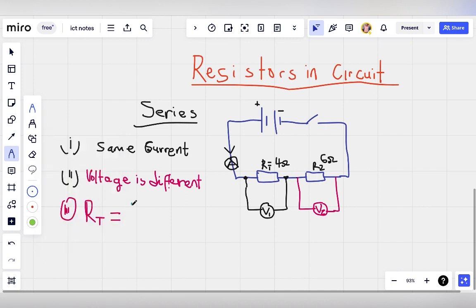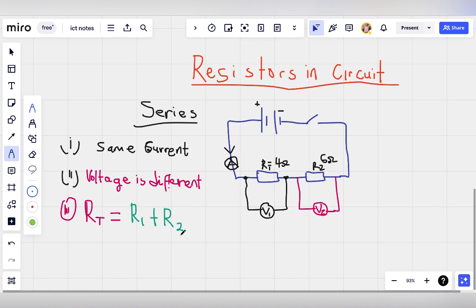So R total is resistor R1 plus resistor R2. If we have 3 resistors in the circuit, it will be R1 plus R2 plus R3. So in series, the total resistance, or the equivalent resistance, is the sum of the individual resistances. Is that okay? So this is what you need to know in a series circuit.